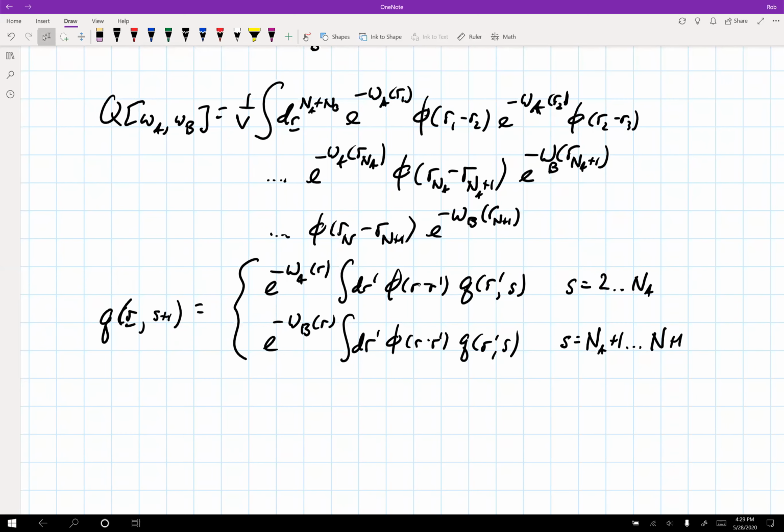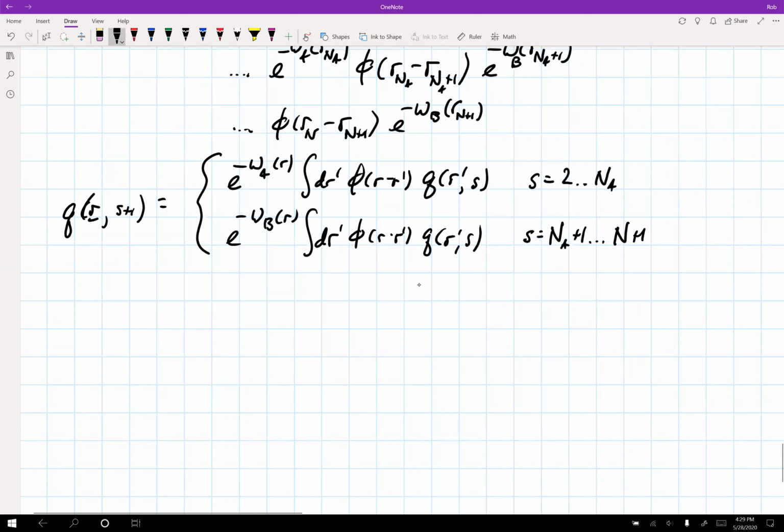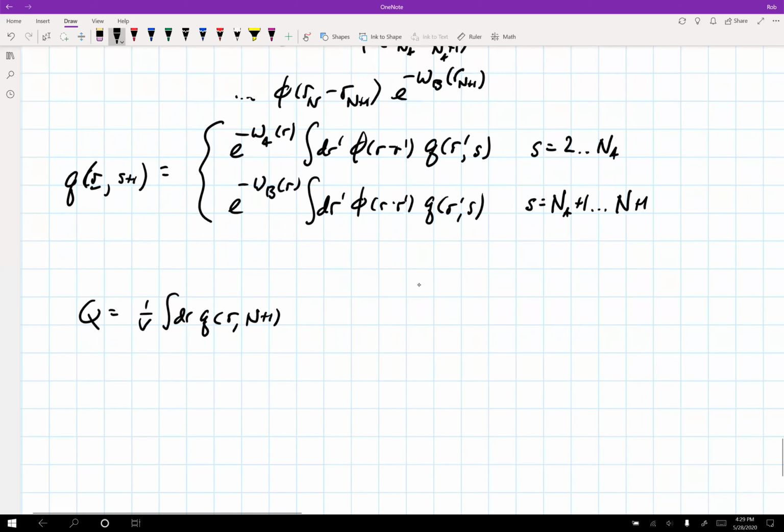All right, so again, the first NA times that you do this operation to iterate through the propagator, you'll use the A field, and then you'll switch to the B field. And the overall molecular partition function is still 1 over V integral dr Q of R, N plus 1, right? You evaluate that for the last monomer. All right, so that's not terribly surprising exactly how that works.